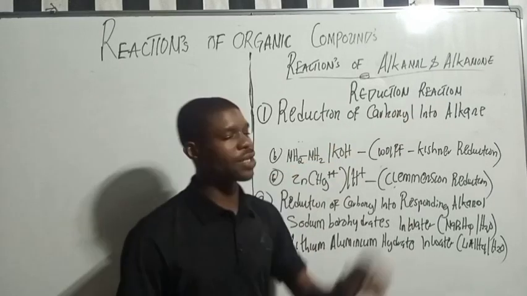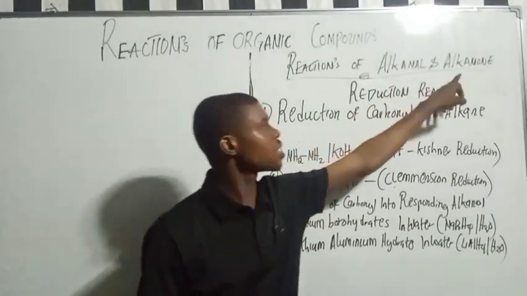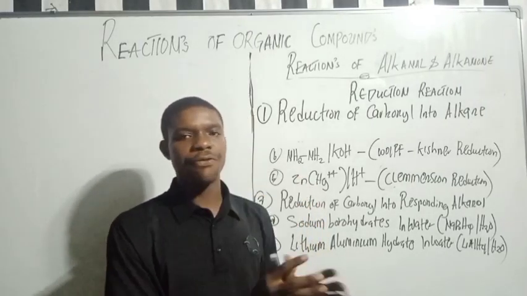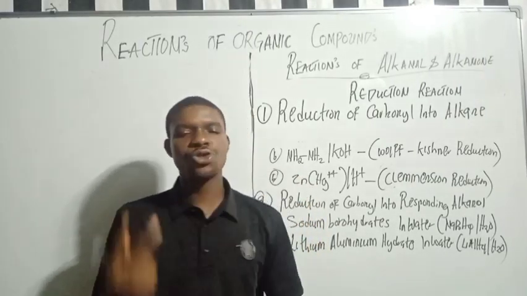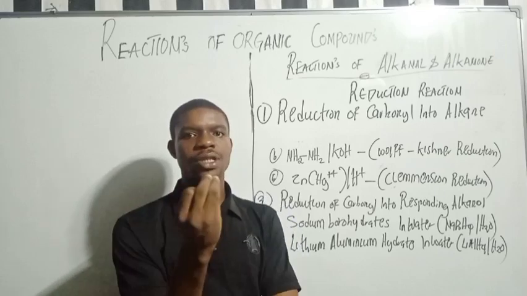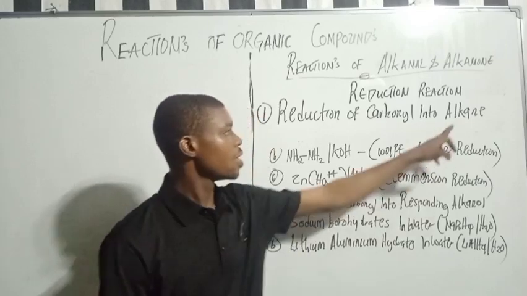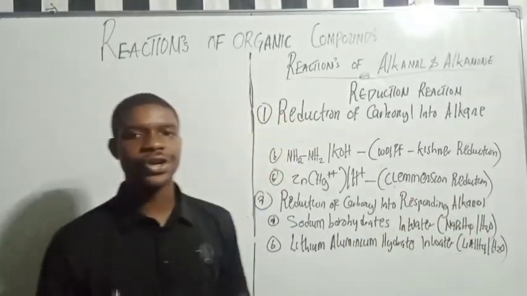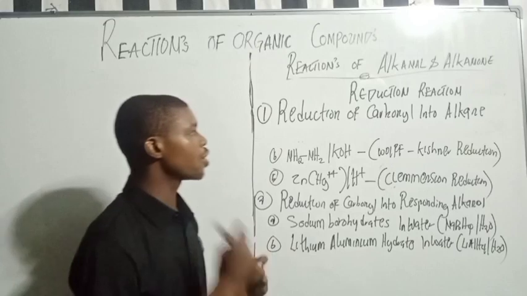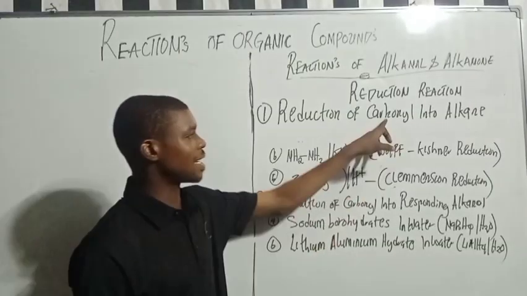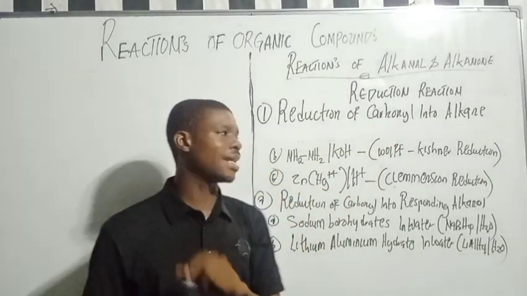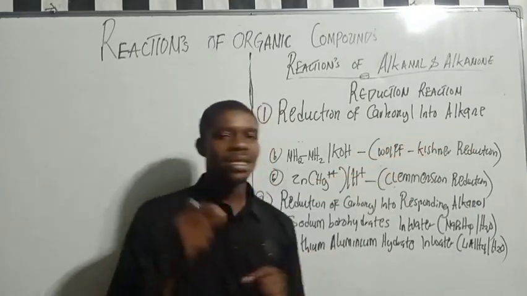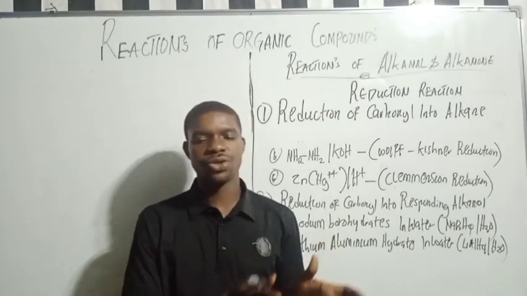So the reduction reaction aspect of alkanal and alkanol. Now, this is one major reaction that the carbonyl functional group normally undergoes. You can reduce a ketone or aldehyde into alkanes or alkanol, depending on the reagent you are using. When I talk about the carbonyl, I'm talking about ketone and aldehyde. If I want to reduce the carbonyl into alkanes, I can achieve that using two major reagents.